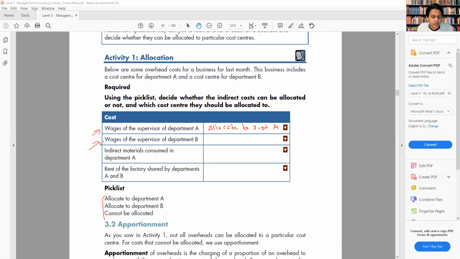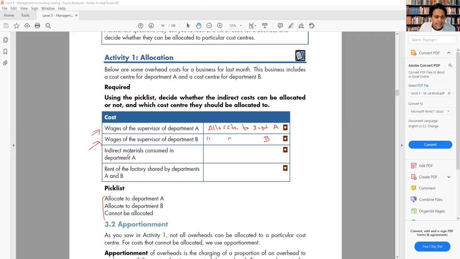The next one is wages of supervisor of department B. So basically, the next question said all these wages we have, that is for all the supervisor of department B. So what will be the answer from the pick list? Allocate to department B, allocate to department A, or cannot be allocated. So we said that will be B, isn't it? Allocate to department B. Very good.